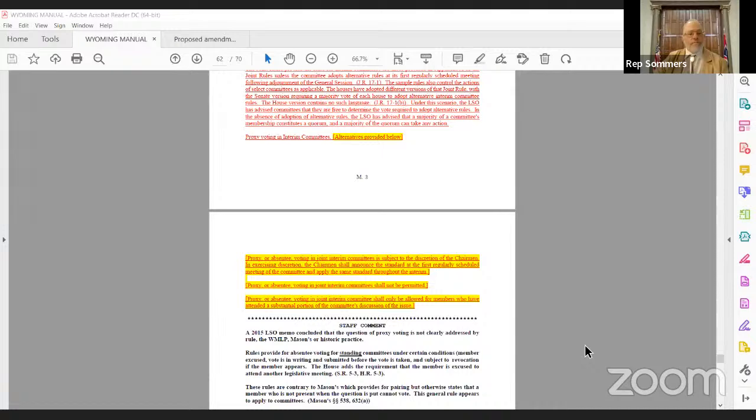Sure, please. And I'm adding a little bit to it, but we'll start with, just to make it clear, proxy voting shall not be permitted in joint interim committees, period. Absentee voting in joint interim committees, and then we carry all the way through, subject to the discretion of the chairman, all the way through that sentence. And then after the end of that sentence, absentee voting in joint interim committees shall only be allowed for members who have attended a substantial portion of the committee's discussion of the issue. And the only point I'd make there is it is of the issue.